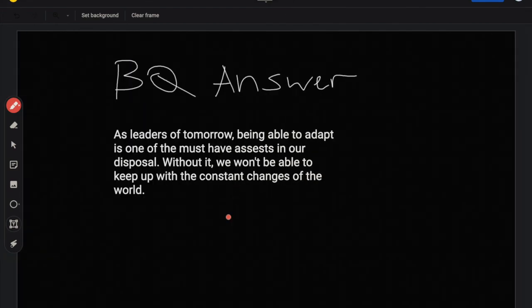Finally, we have the big question answer, which is, as leaders of tomorrow, being able to adapt is one of the must-have assets at our disposal. Without it, we won't be able to keep up with the constant changes of the world.